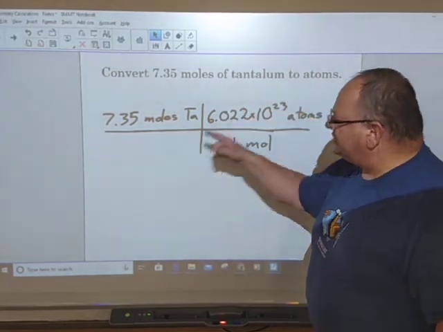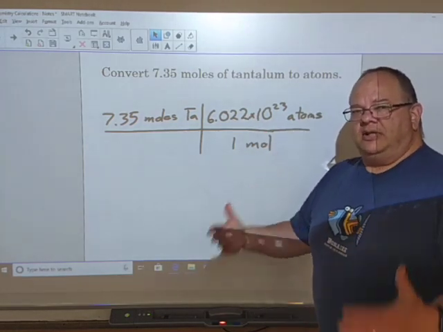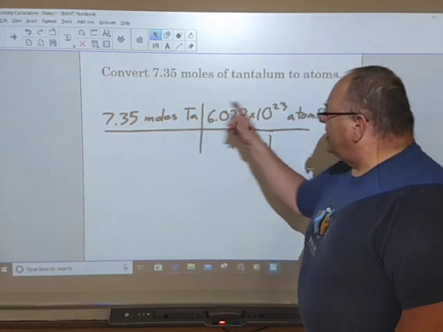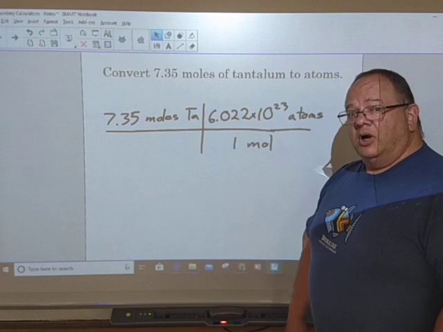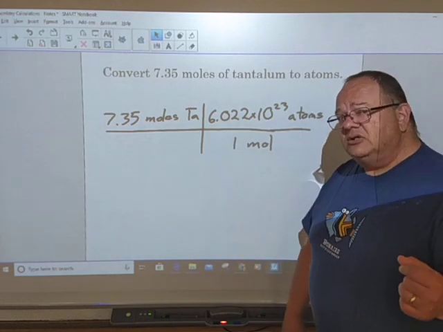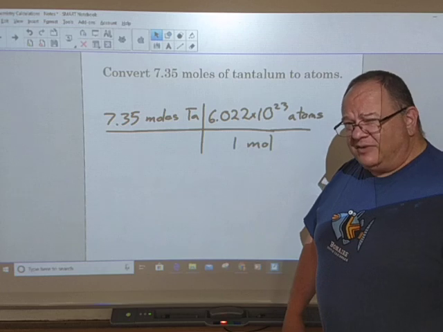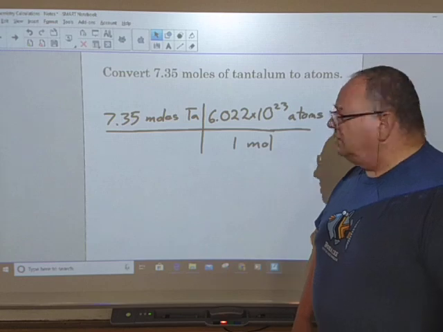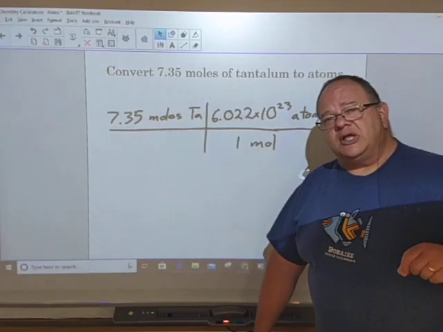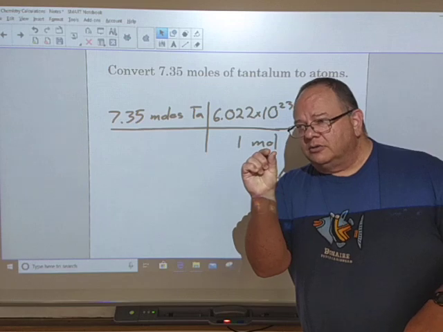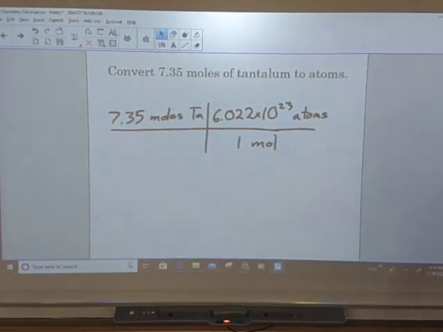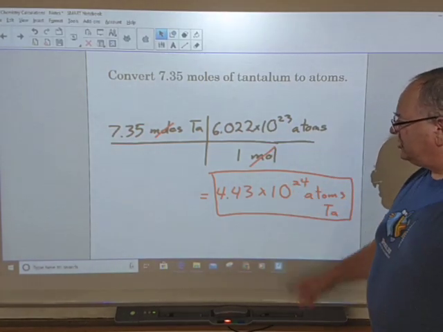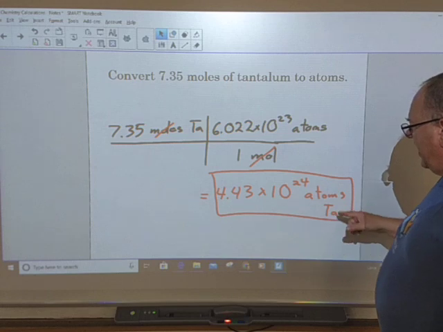And look, I've got labels that can cross off. Please write your labels and make sure that they cross off. So moles cross off, I'm going to multiply those two numbers. Guess what? I'm going to get a big number. If you are ever asked for an answer in the number of atoms or particles or molecules, you should be getting a big number. They're really small. Make sure you look at your calculator and get the exponential part. Okay, punch this in. You should be trying this. Make sure you get the same answer. 4.43 times 10 to the 24th atoms of tantalum.